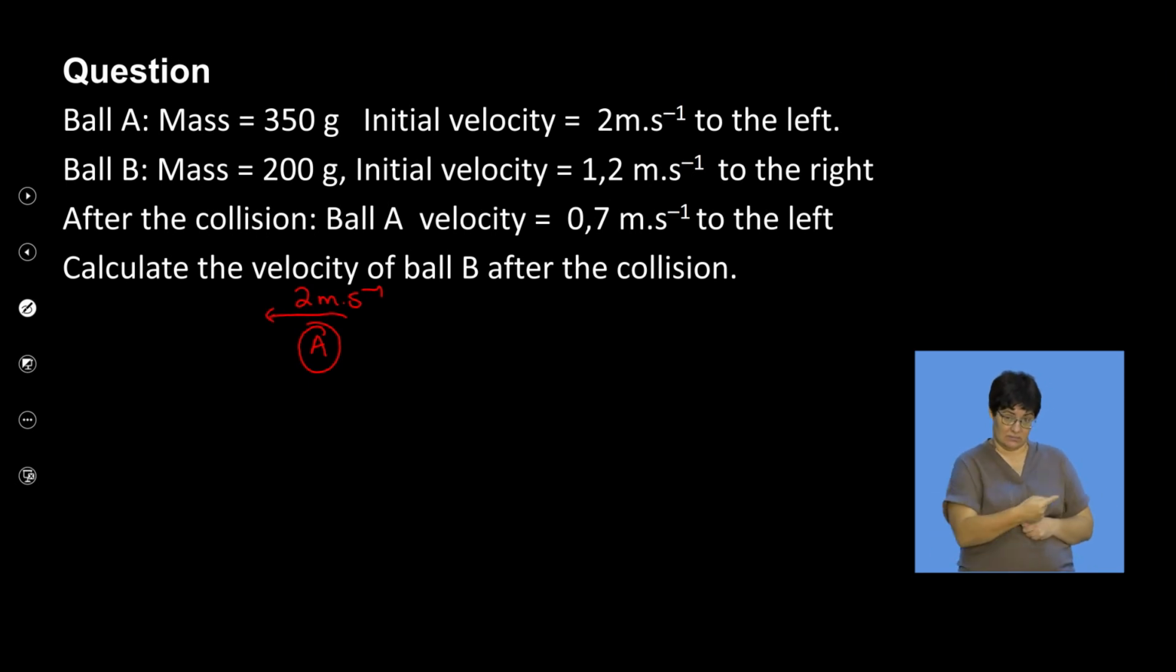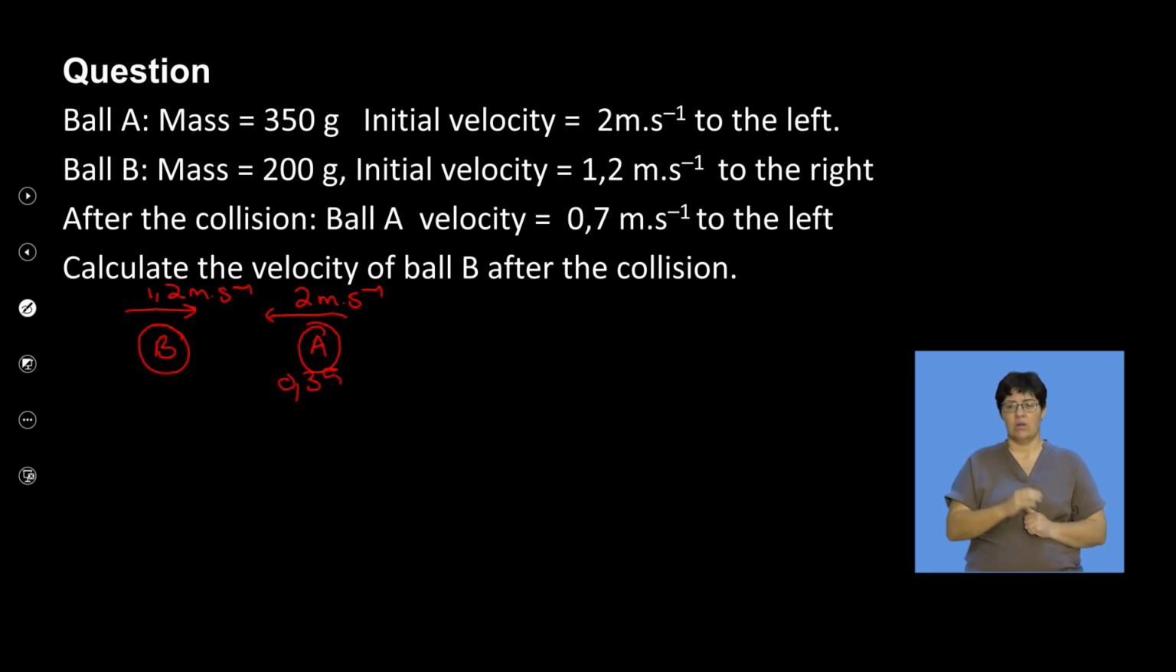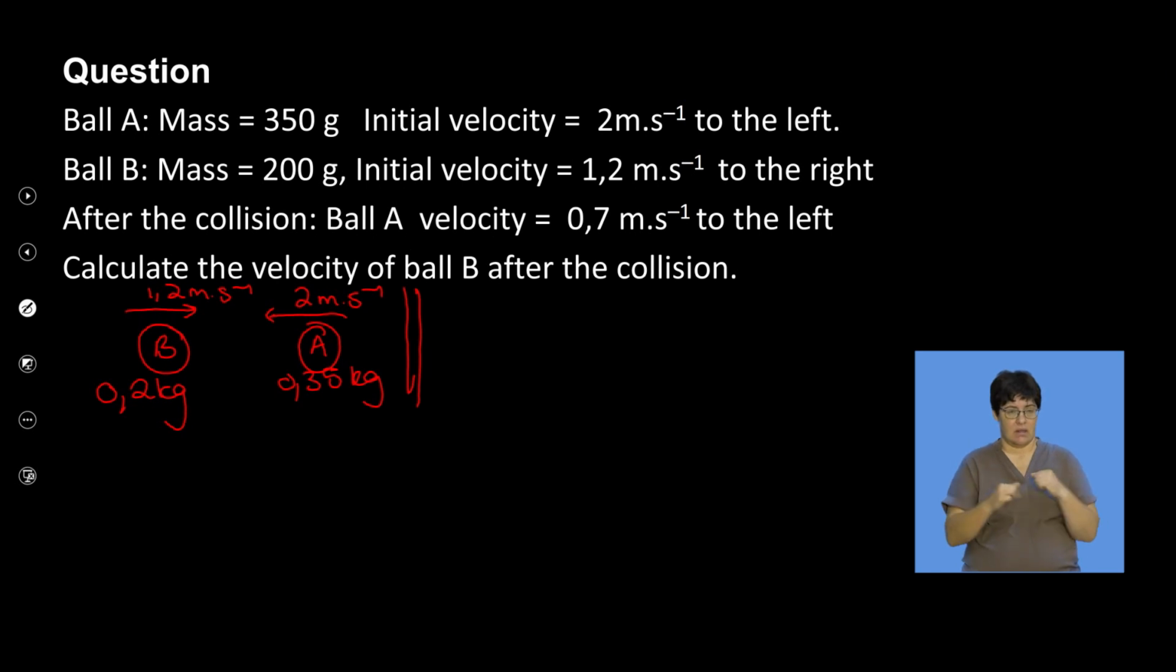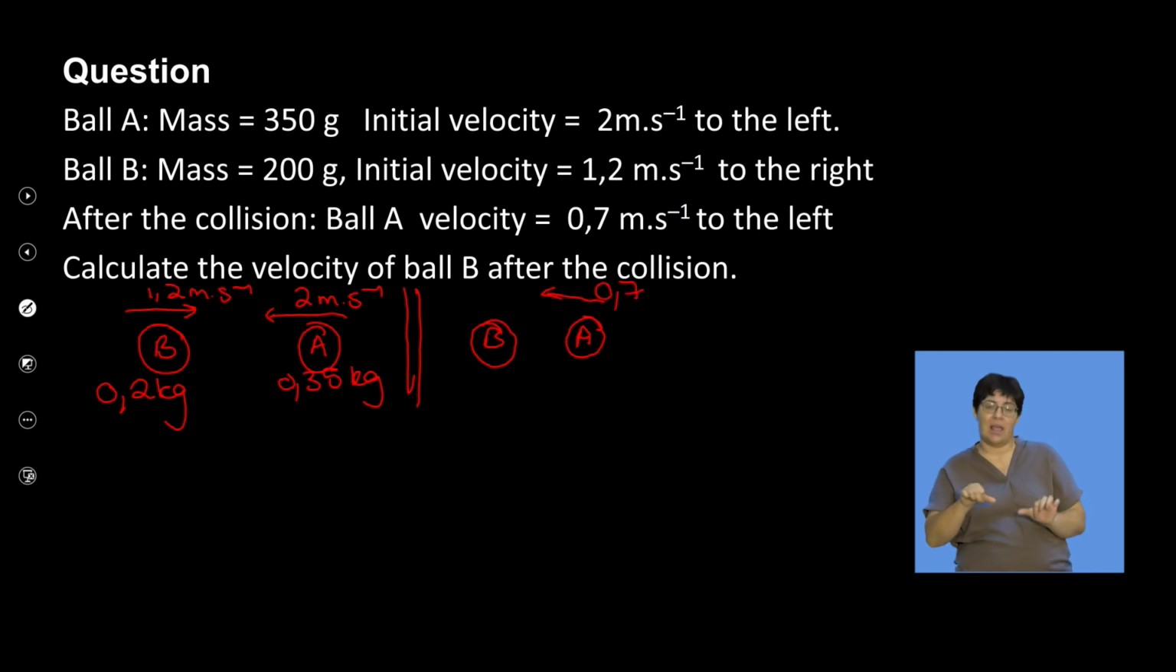Then it meets ball B, which is going at 1.2 meters per second to the right. I know that this is 0.35 kilograms, and I know that this is 0.2 kilograms. Then the collision happens. You see, it's very exciting. It's 2 lines. Afterwards, we don't know what happens to B. Okay? So I'm going to leave it. That's what I'm looking for. They tell me, though, that ball A continues in the same direction.